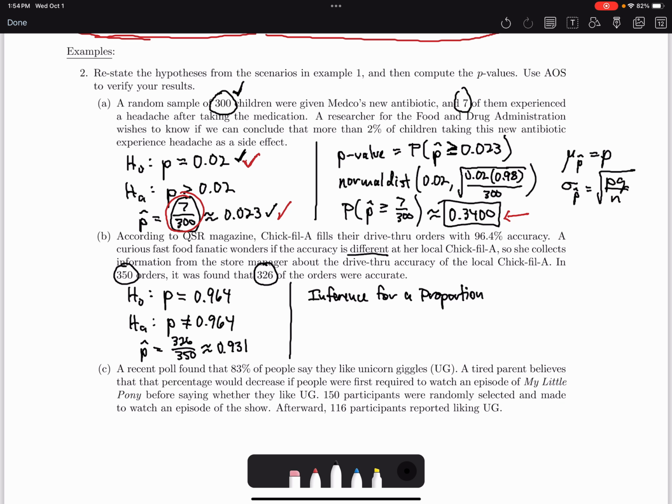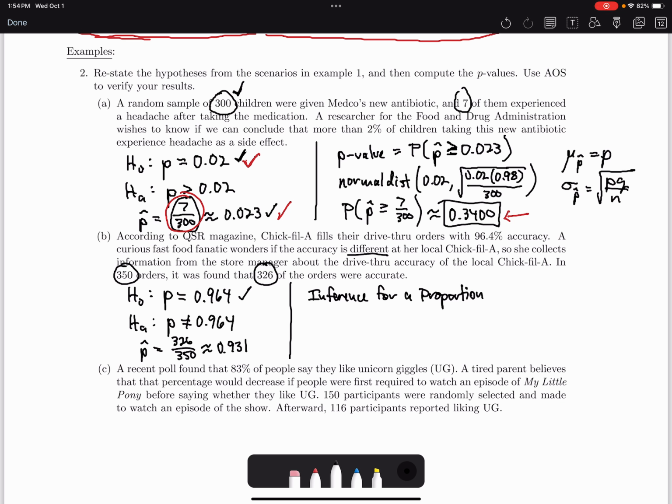And so it's good for me to see your work so that I can award you partial credit in case you get the wrong answer, right? Excuse me. So we'll use the inference for a proportion app. Now, the other thing that I want you to write down is whatever you feed in to Art of Stat, right? So one of the things you'll need to feed in is the null value, but we've already written that down here, so you don't need to write it down again.